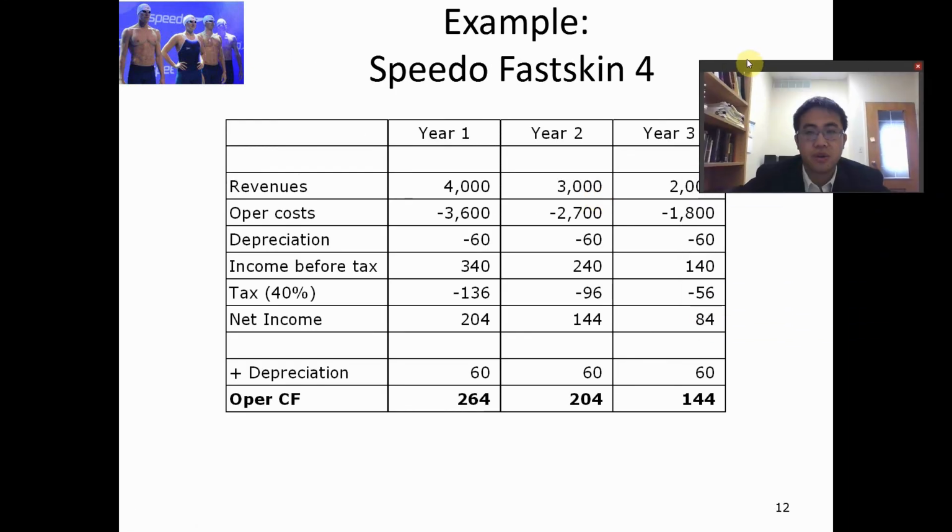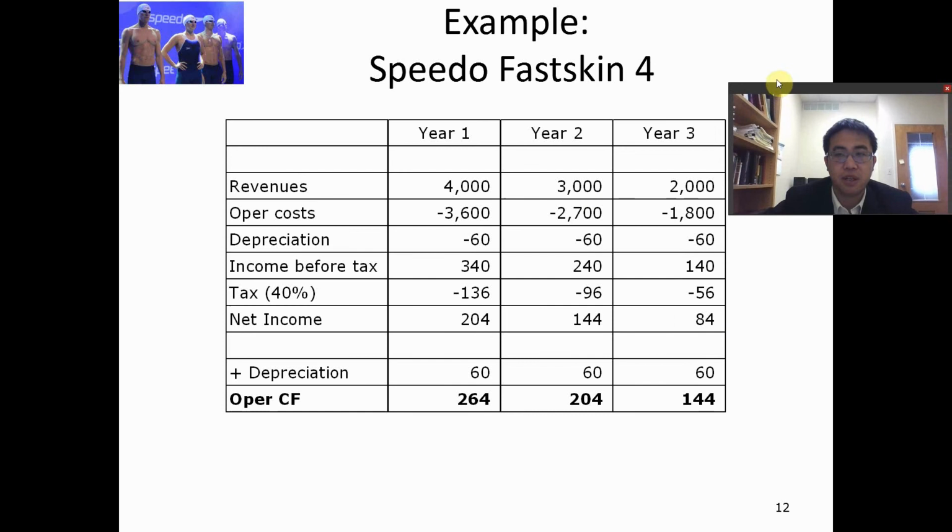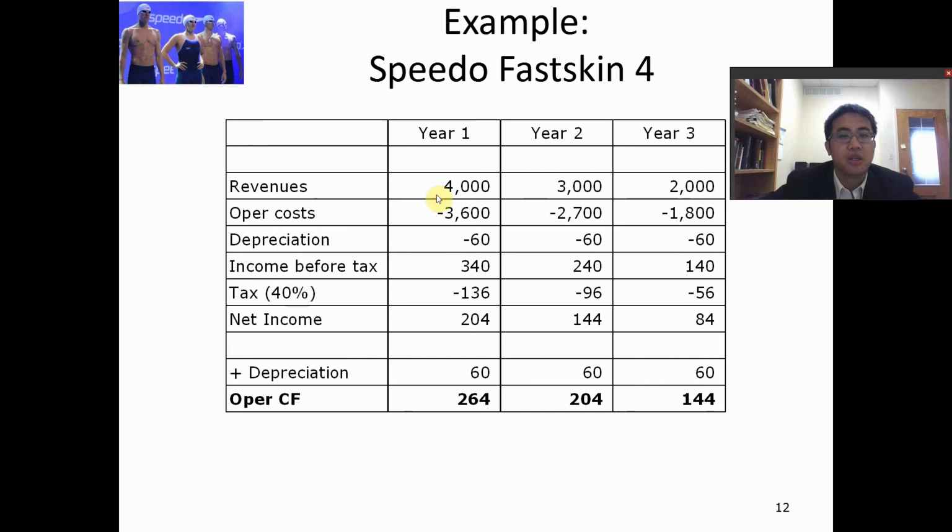And right here is your income statement for the next 3 years. You have revenue at 4,000, 3,000, 2,000. These are all given numbers. Operating cost is 90% of the revenue. So 4,000 times 90%, that's 3,600. 3,000 times 90%, that's 2,700, and so on. And depreciation is 60,000 for each year. That's straight line, so it's the same.